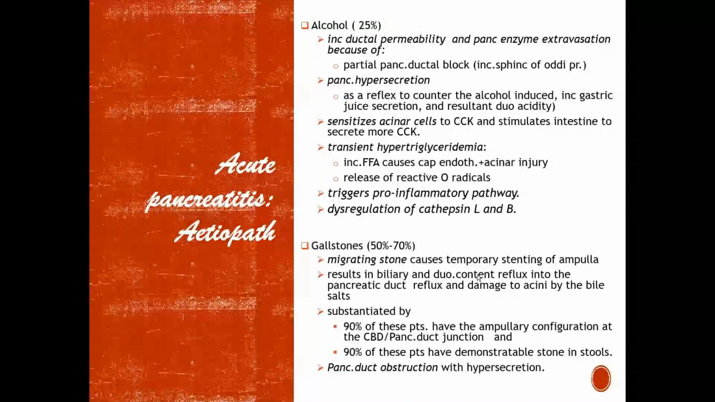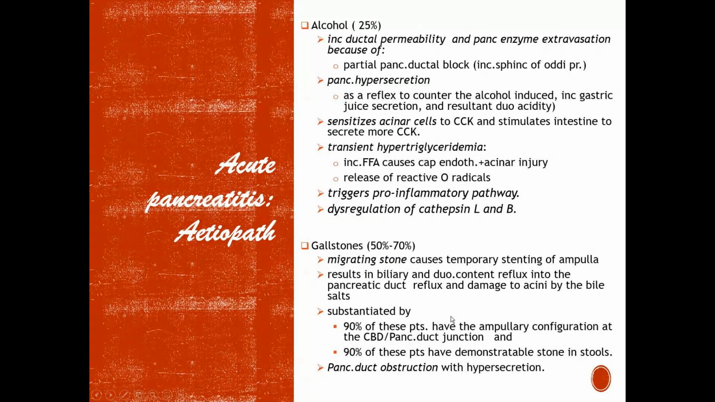So for a temporary period when there is a stenting of the ampulla, it is open. That openness of the ampulla leads to the biliary secretion and the duodenal secretion moving back into the pancreatic duct. So it is a reflux of the biliary and duodenal content, which ultimately damages the acini by the bile salts. Is there anything to prove this theory? Yes, there is substantiating evidence. And what is the substantiating evidence?